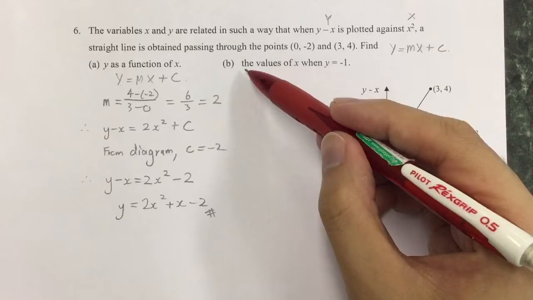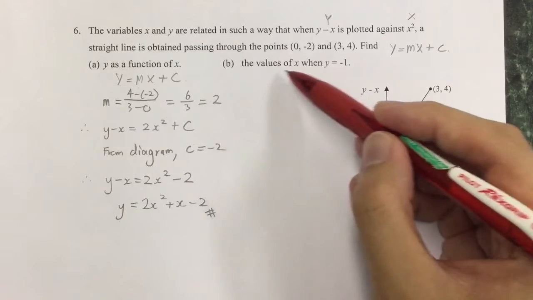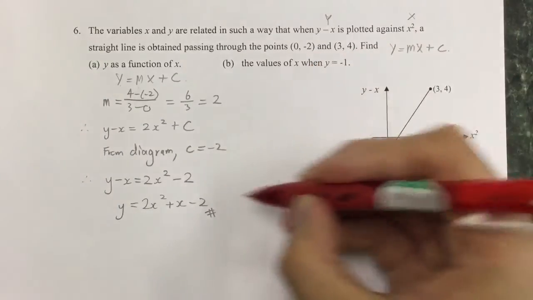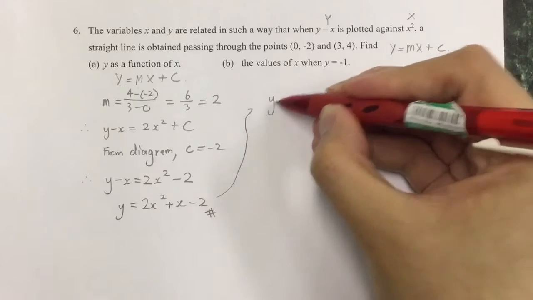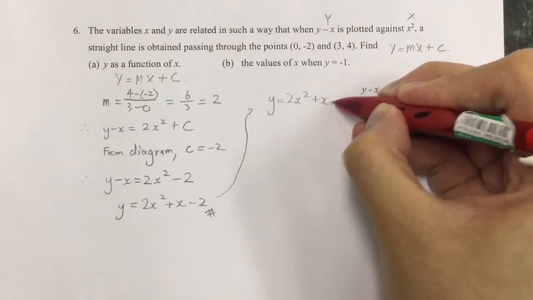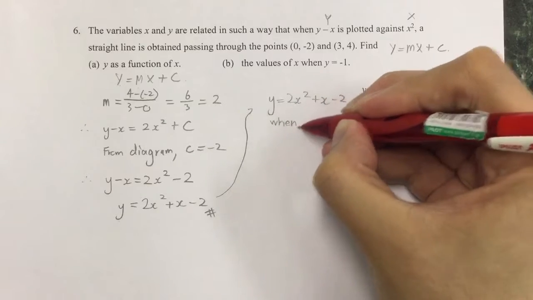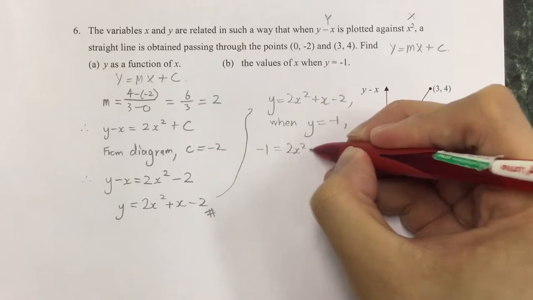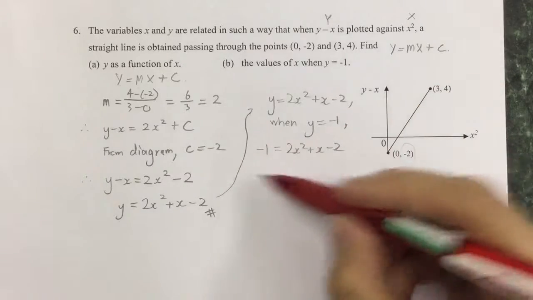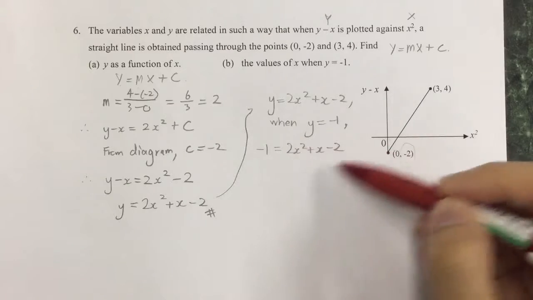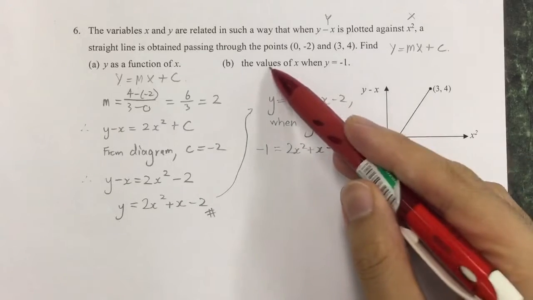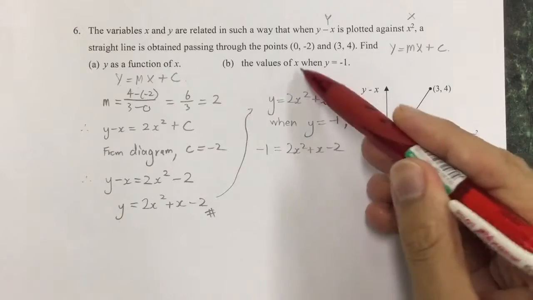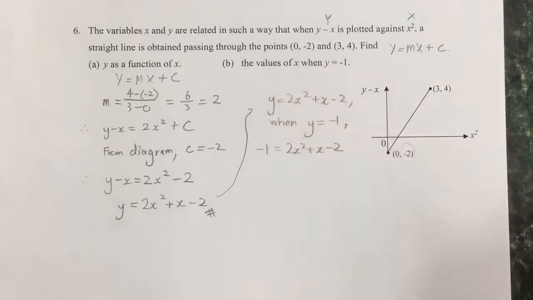Now, for the second part, b. Find the values of x when y is negative 1. So basically all they are trying to tell us is that by using this expression y equals 2x squared plus x minus 2, when y takes on a value of negative 1, I'm going to do a direct substitution. And this turns out to just be a simple quadratic equation in fact. And I'm going to find values of x. So if you think about it, it's a quadratic equation. I will have two values of x eventually.